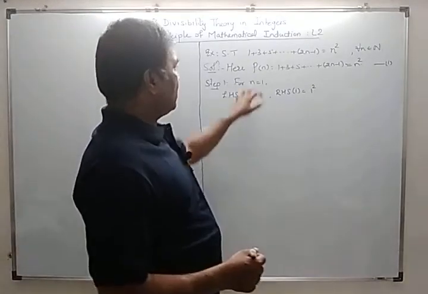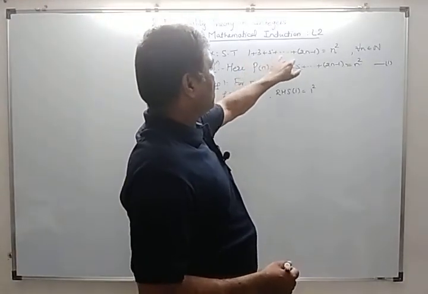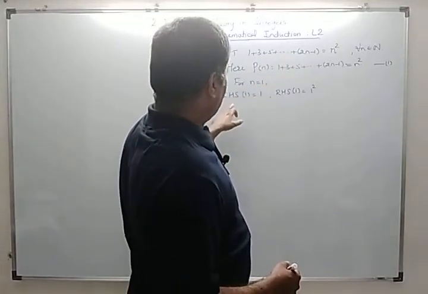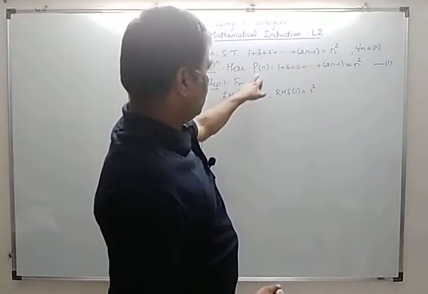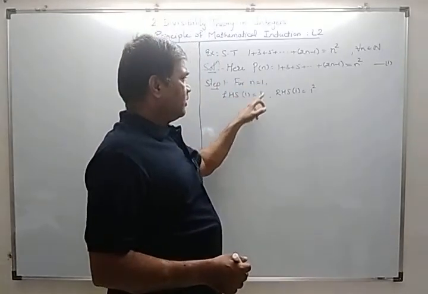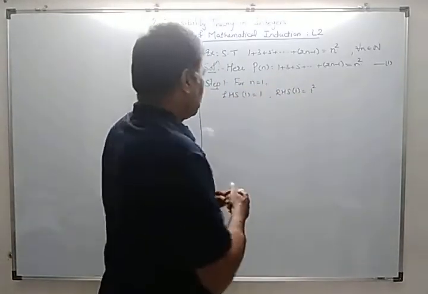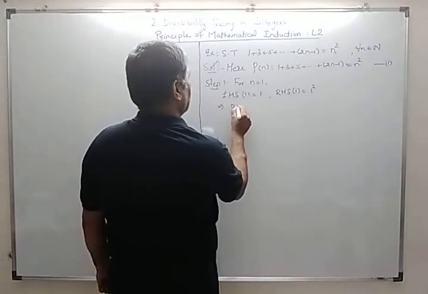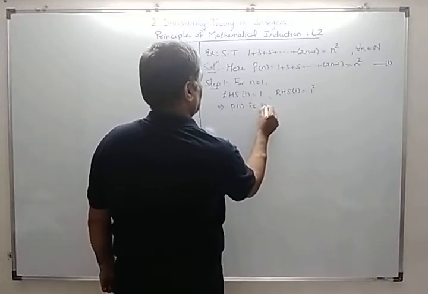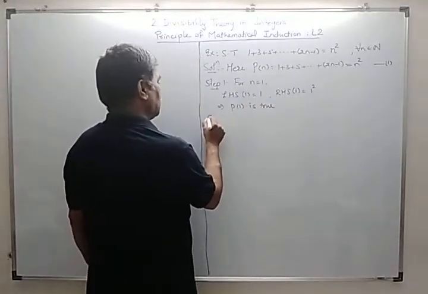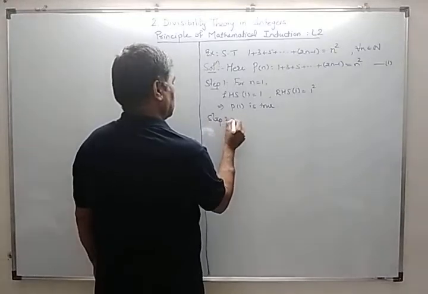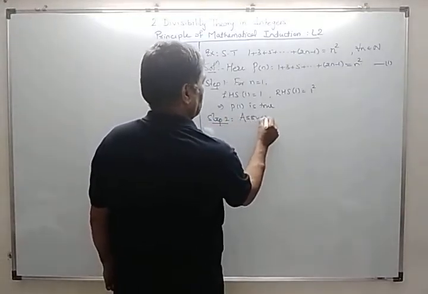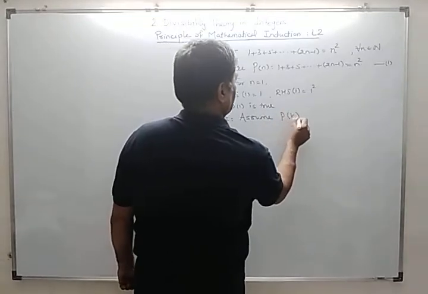So what is our statement? P n is nothing but the sum of the first n odd numbers is n square. We'll take it as expression number 1. For n equal to 1, the left hand side of 1 is 1, the right hand side is 1 square, and therefore this implies P1 is true. Okay, step 2, assume Pk is true. P of k is true.